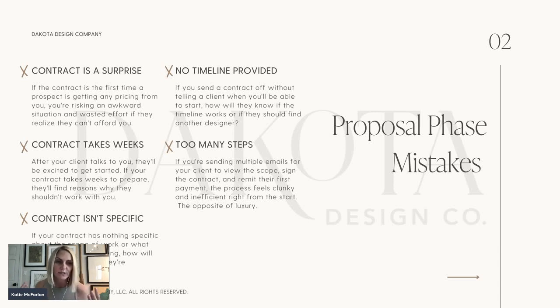So proposal phase mistake. So I say proposal, what I mean here is your scope of work and contract. So whatever you're sending over, the proposed scope of work, design fee, and contract. So at this phase, some mistakes that I see is that the contract comes and the client is completely shocked, or the prospect is completely shocked. They had no idea that these were the numbers, like no idea that the fee was going to be $100,000 or that they should have a furniture budget of $600,000, whatever.